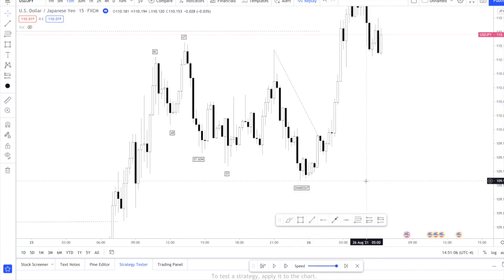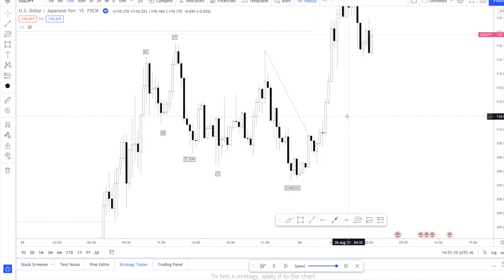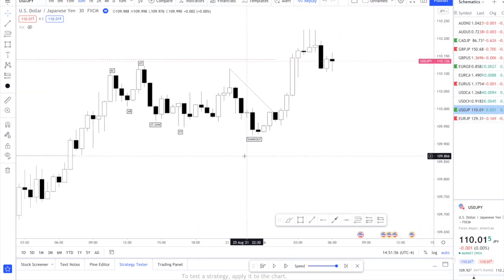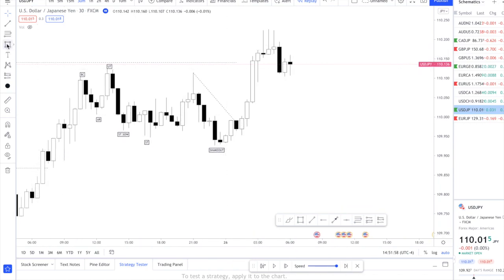Okay, so this is just the shakeout. Okay, so again, we have imbalance here. So let me just go back to the 30. All right, so if you're here on the 30-minute, you see the imbalance right here.